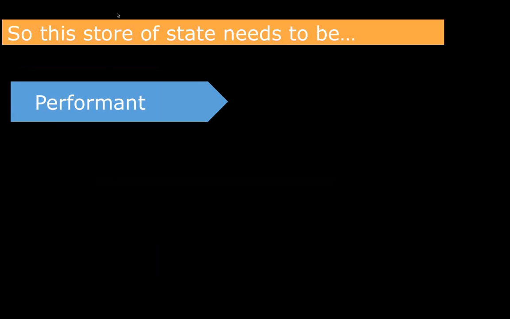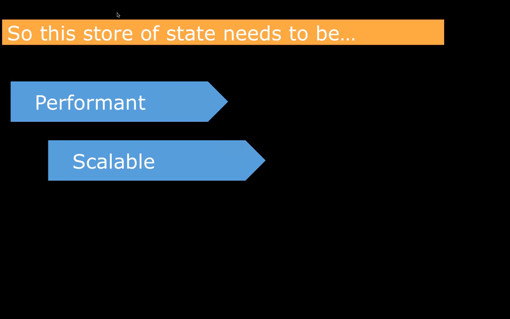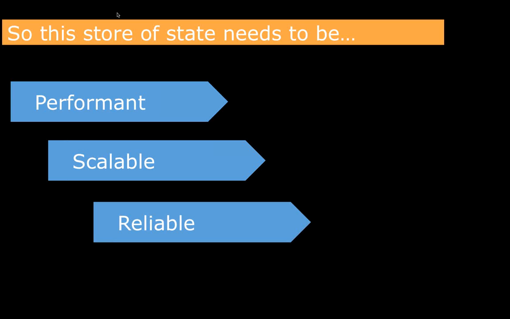Firstly, this store of state needs to be performant because obviously every user is going to be interacting with this component. It needs to be scalable because we don't want the store of state to become the choke point for the application. And it needs to be reliable because if our store of state goes away, then obviously our application will cease to function irrespective of those other components.